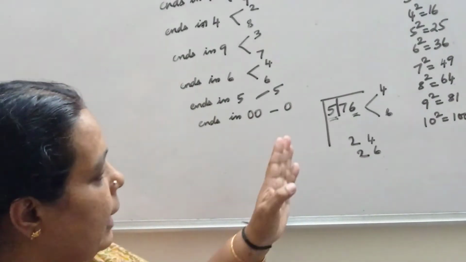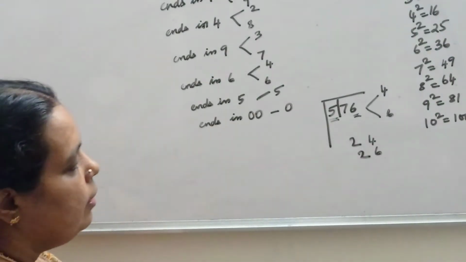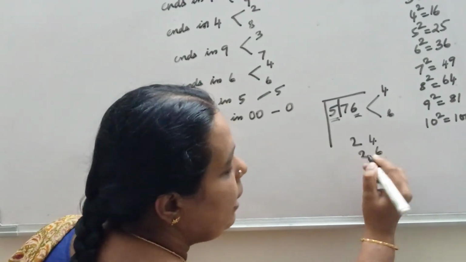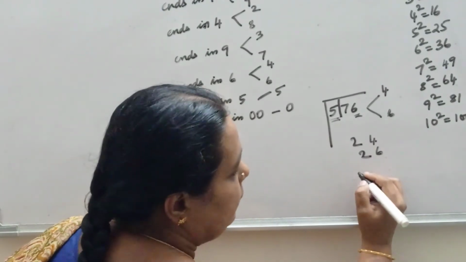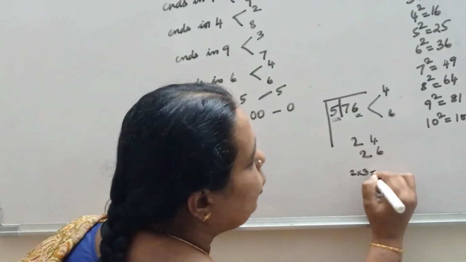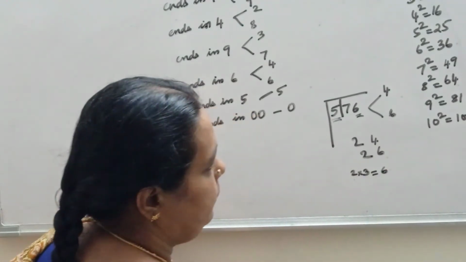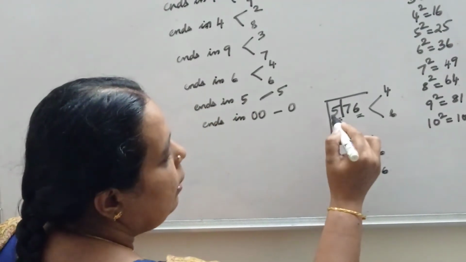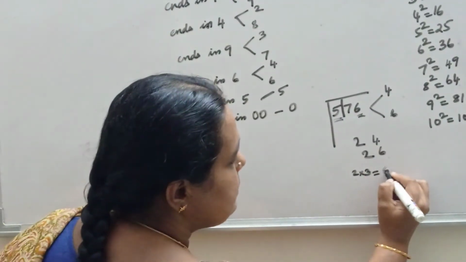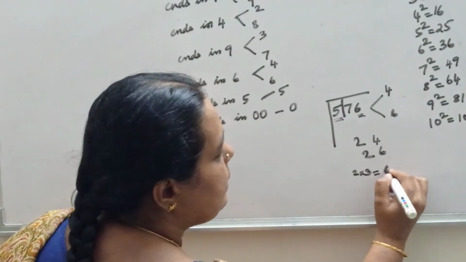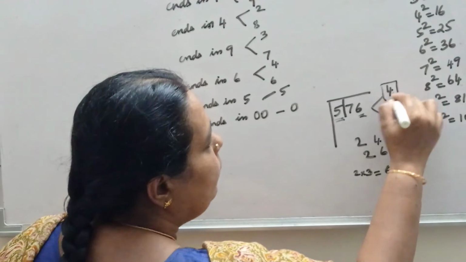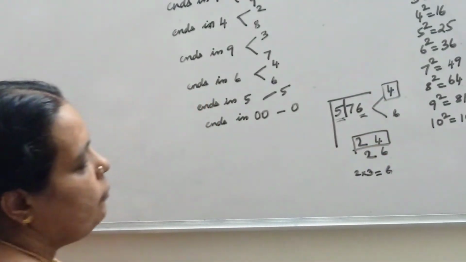To find out whether 24 or 26 is the root, we have to do one more small step. That is, we have to multiply this number with the next consecutive number. We have to multiply 2 with 3. When you multiply 2 with 3, we get 6. 5 is lesser than 6. As this 5 is lesser than 6, we have to consider only 24. So 24 will be the square root of 576.